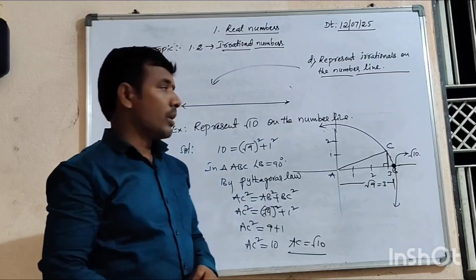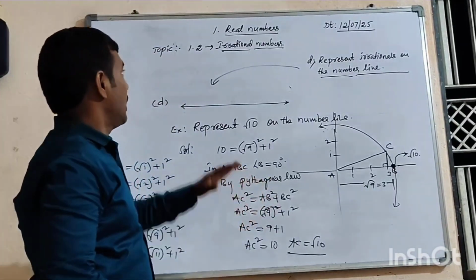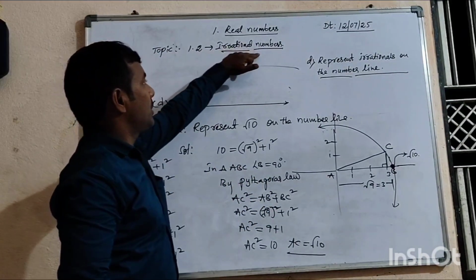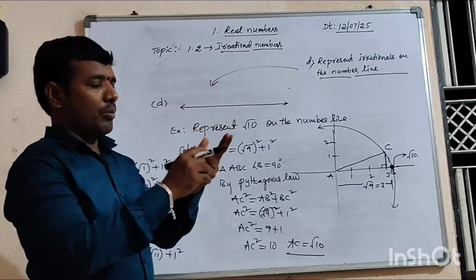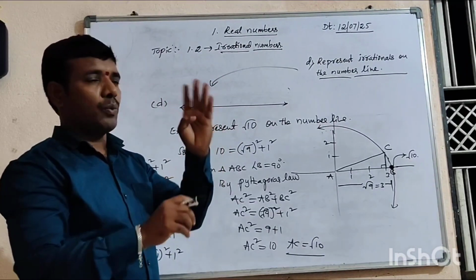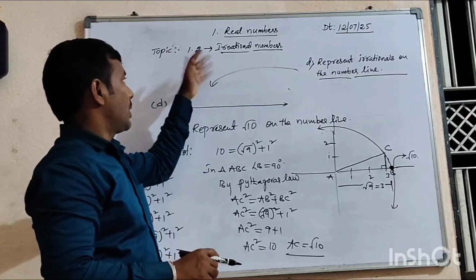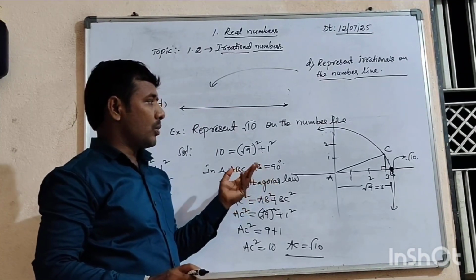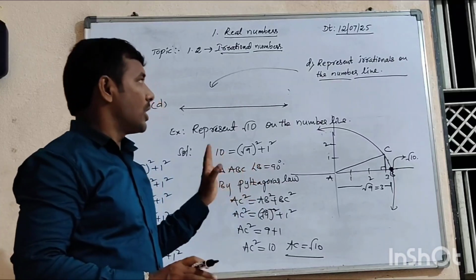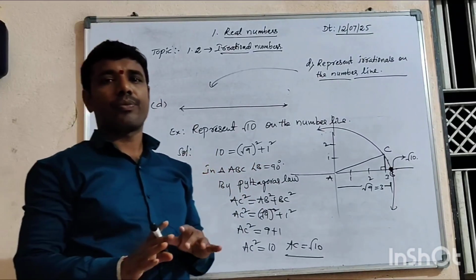Got it? Any doubts? See, students, on irrational numbers almost nothing is left to discuss. Almost with A, B, C, D, with 4 parts, irrational number work is almost completed. I think nothing is left to discuss with you.